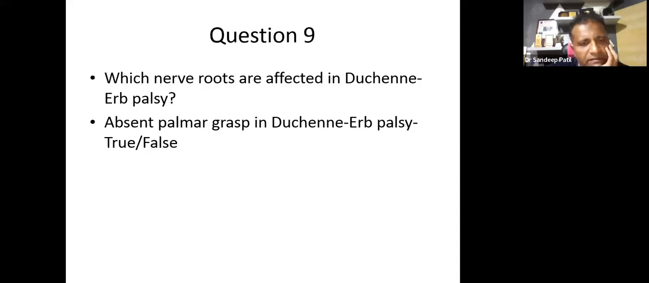What about palmar grasp? Whether it is present or absent in Erb's palsy? It is a differentiating point between Erb's and Klumpke's palsy. In which palsy it is present and in which palsy it is absent. One person has written it is false, meaning palmar grasp is present in Erb's palsy. So the answer is correct.